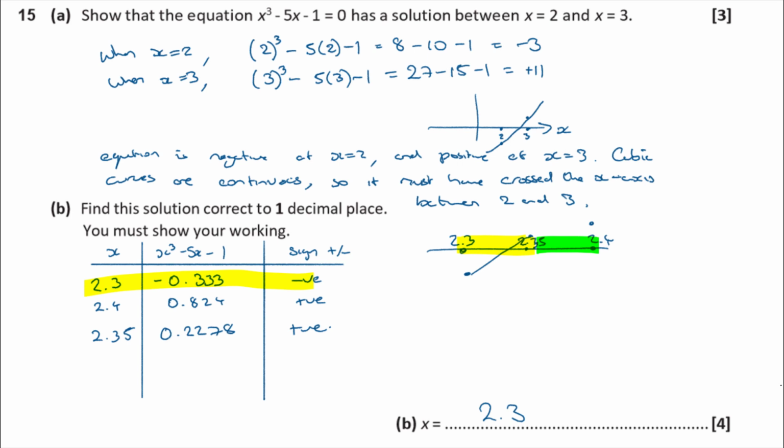So with these questions, pin it between two values to one decimal place, test the mid value of those two values to decide which way you're going to round it. So for me, I tested the mid value, I found it was positive, which means I need to round down to the lower one and give 2.3 as my final answer.